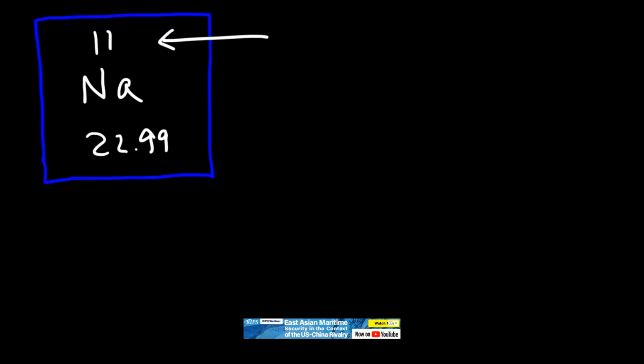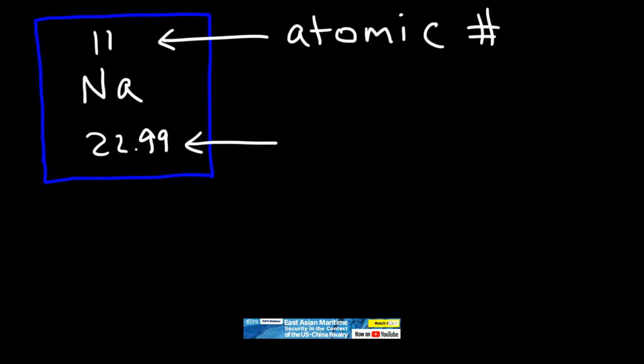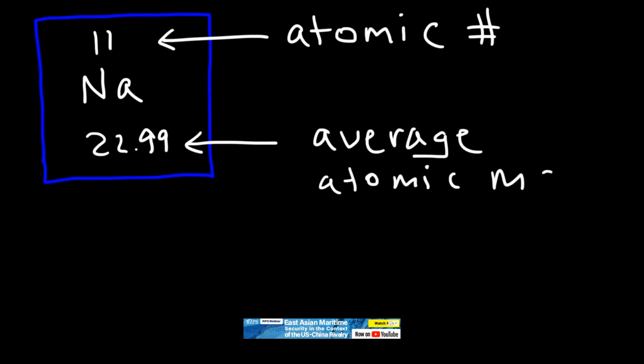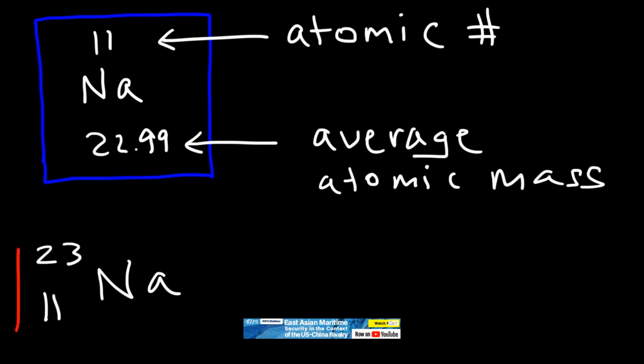The smaller of the two numbers is the atomic number, which is also equal to the number of protons. The larger of the two numbers is known as the average atomic mass. Now sometimes you might see a problem that's written this way. They may tell you to find the number of protons, neutrons, and electrons for this particular element.